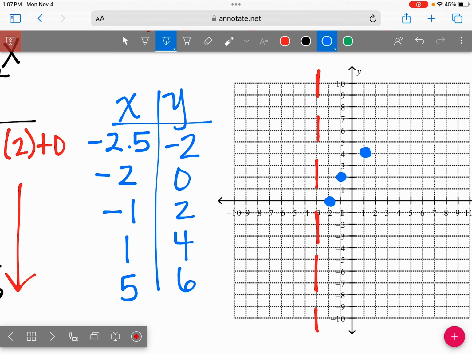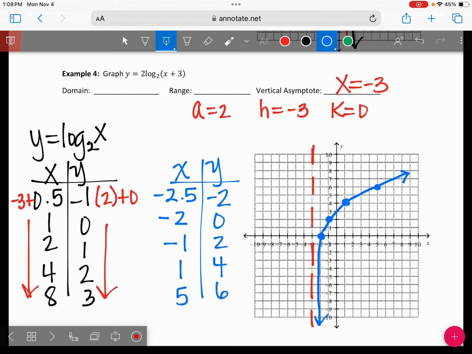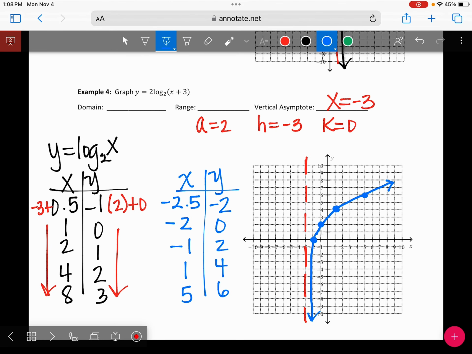So because that A value is 2, this is vertically stretched. And that's why it looks like that. So we know our domain is -3 to infinity because that doesn't change. And then our range is all real numbers.